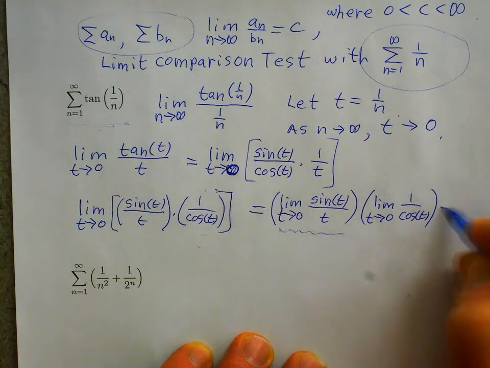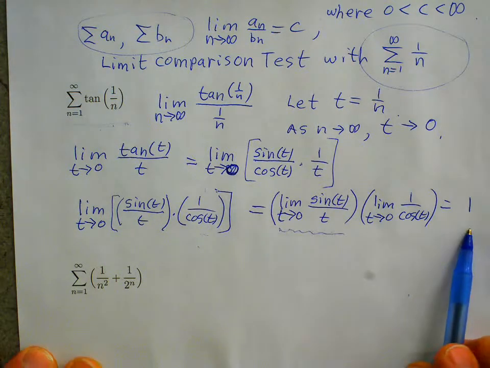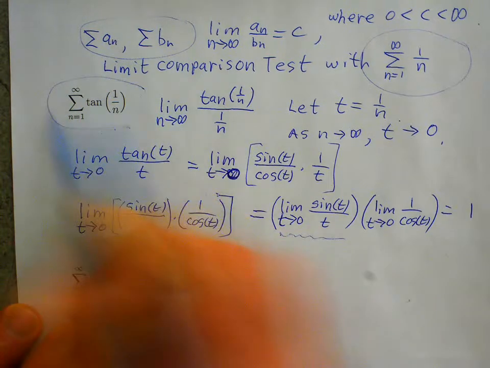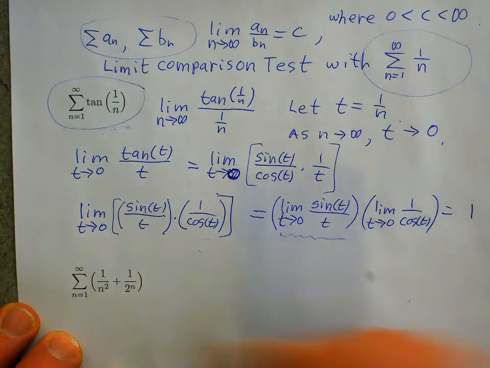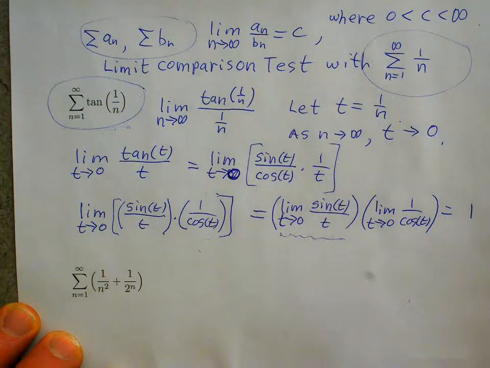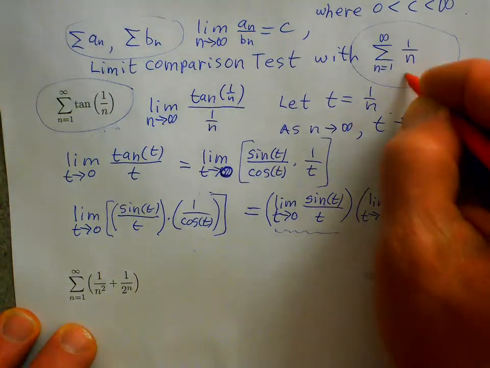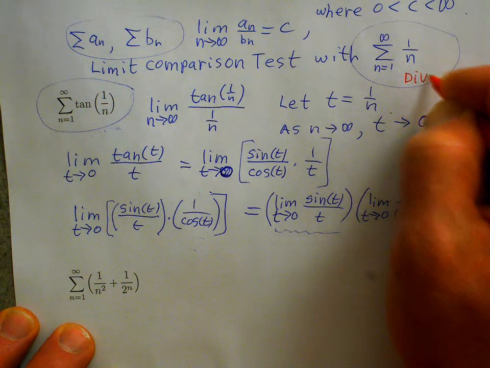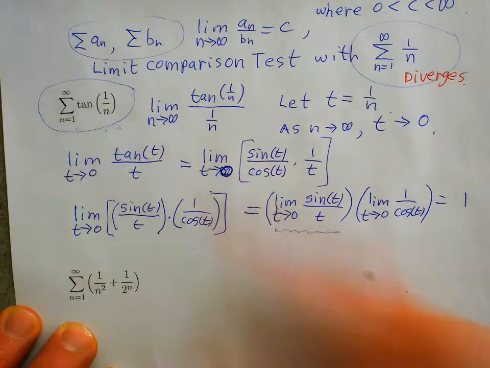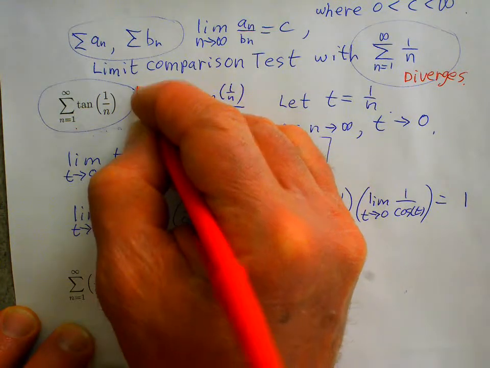Okay, so the limit is 1 times 1, which is 1. That is a finite positive number. So that means that this series diverges, because the series that we compared it with diverges. We compared it with the harmonic series, which we know diverges. So the limit comparison test tells us that this series also diverges.